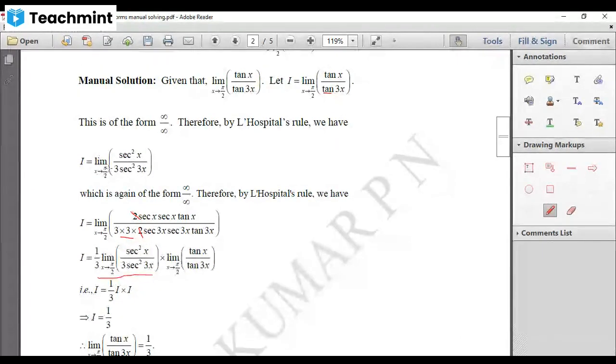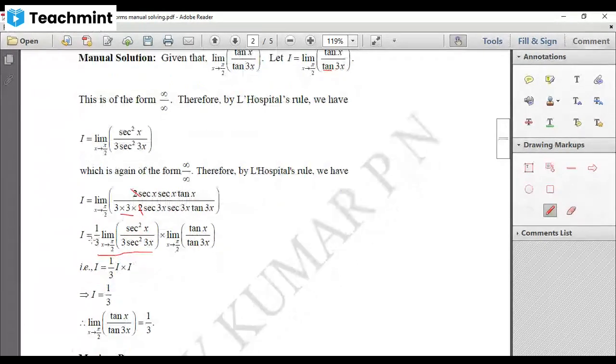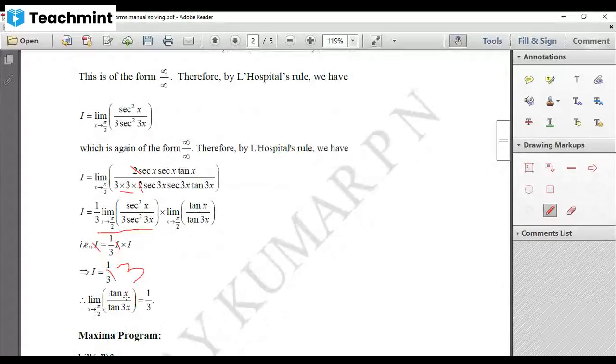Similarly, the limit as x tends to pi by 2 of secant square x by 3 secant square 3x is I. So let me substitute that. So 1 by 3 into I into I, and you know that your left hand side is also I. So one I gets cancelled. Is that right? So you'll get I square, I is equal to, this should be 3. Right? So this is equal to 3. So your limit as x tends to pi by 2 of tan x by tan 3x is 3. This is how you have to evaluate.